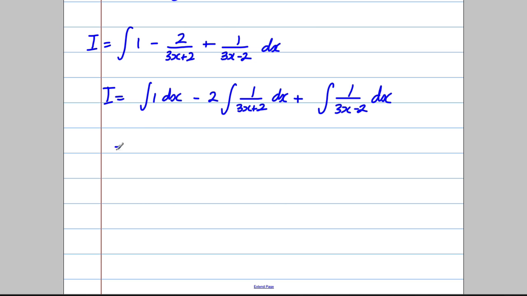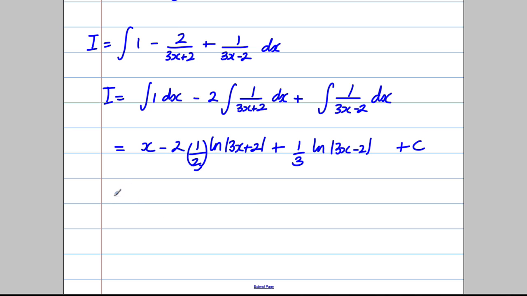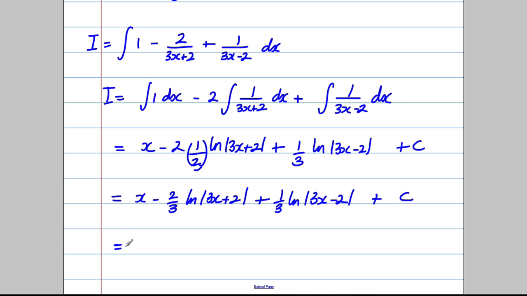And each of these I could integrate. So this would be x, you'd simply get this here, you get the subtract 2, you know it's a logarithm of 3x add 2, but I have to divide by this 3, so it would be like that, plus the logarithm of 3x subtract 2, and again you'd have to divide by that 3, plus your constant. So I could combine these to x subtract 2/3 natural logarithm of 3x add 2, plus 1/3 natural logarithm of 3x take away 2 plus constant. Now I could combine these logs, but there's no need to. But let's just do it for the sake of doing it. Leave that x alone.